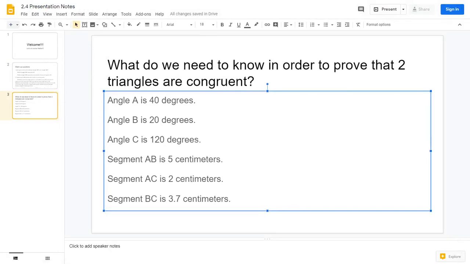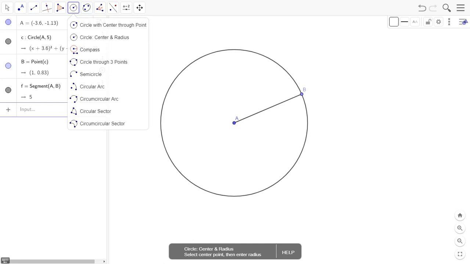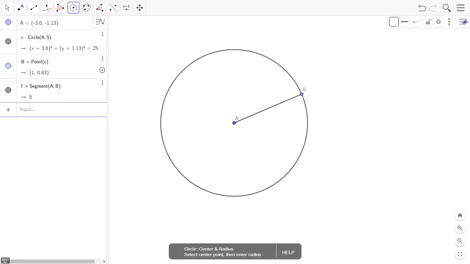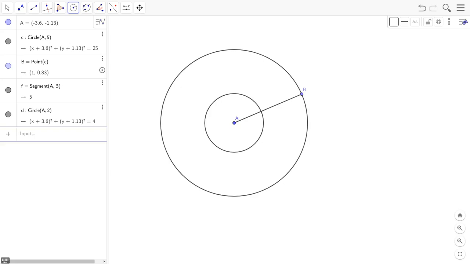Next, I want to find the length of segment AC. So segment AC is 2 centimeters. I'm going to go back to my circle with a center and a radius. I'm going to stay with point A, and I'm going to make a radius of 2 centimeters. Hit OK. Now, point C is not necessarily going to be over here, so we need to figure out what angle point C is going to end up at.